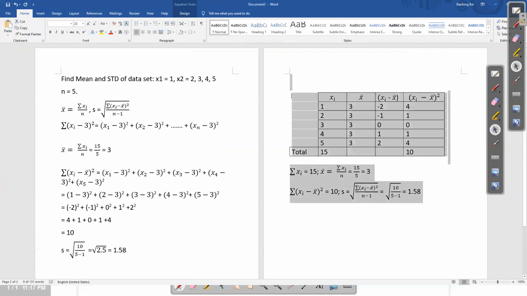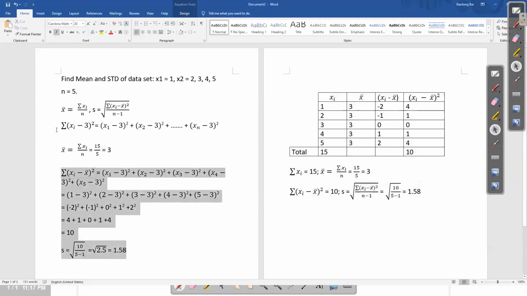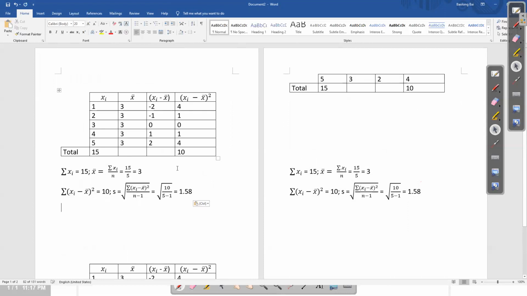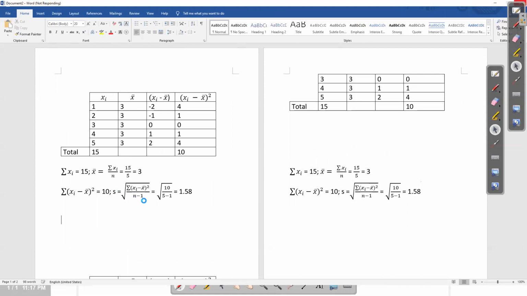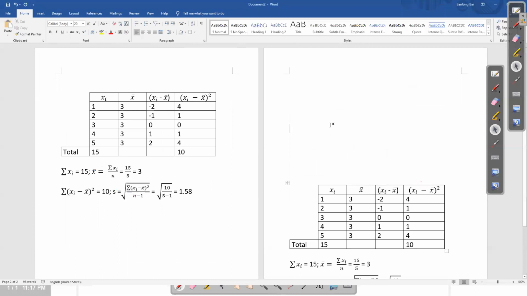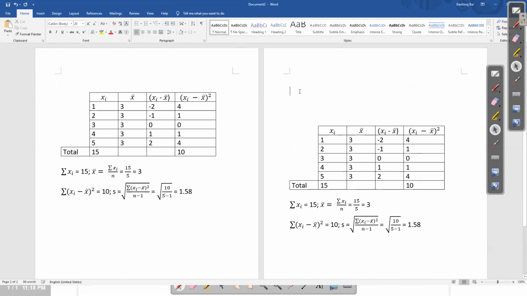So I'm gonna copy everything here. And since we're not gonna use this anymore, I'm gonna paste it over here. Something is not right. I just wanted to see the comparisons between the two groups of numbers.